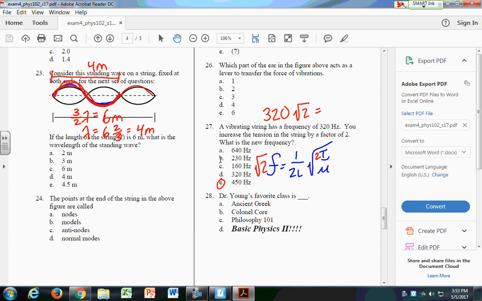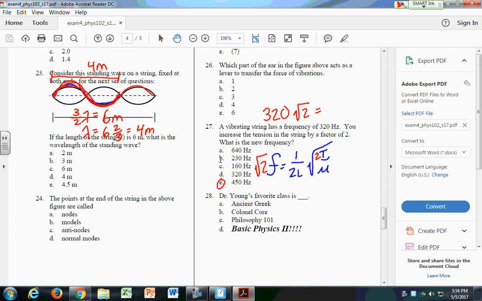Yeah. So you can do different things, right? Like I could change L. If I change L by a factor of 2, the frequency would change by a factor of a half. If I change mu by a factor of 2, the frequency would change by a factor of 1 over root 2. Whatever I do on the right-hand side, I also have to do to the left-hand side.